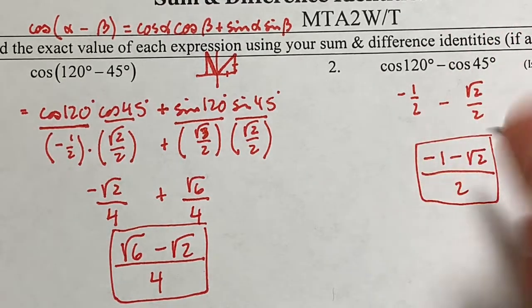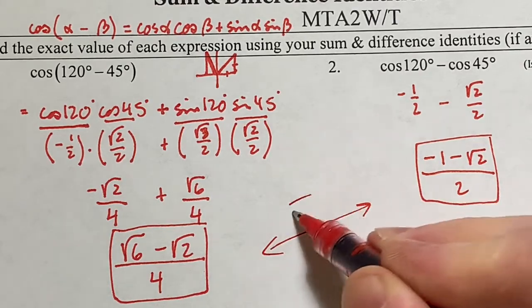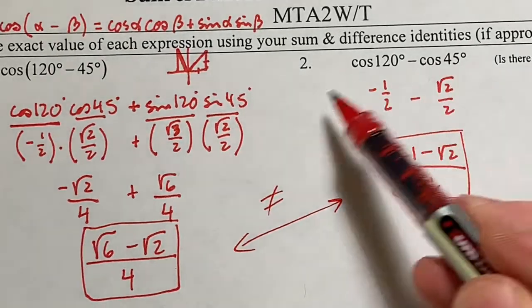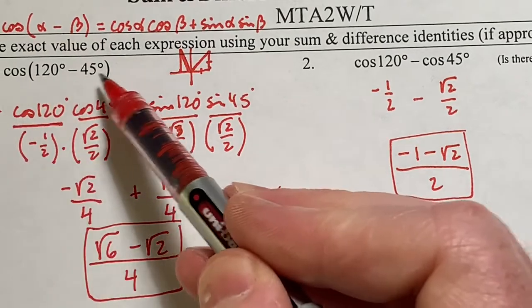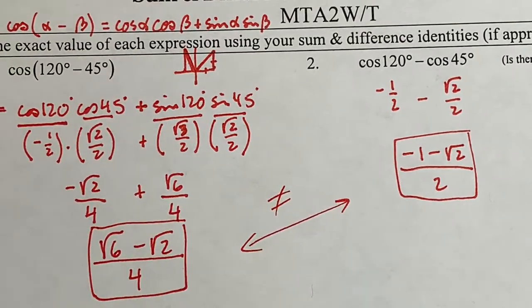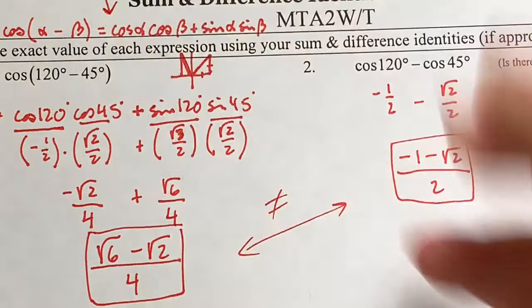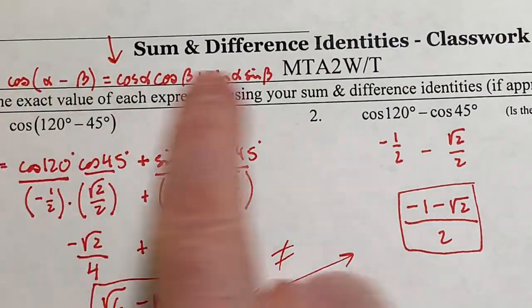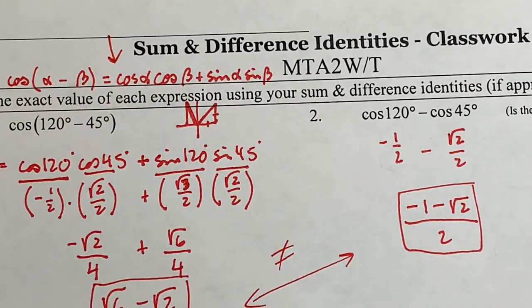And you can see this value and this value are not the same. So please don't make the mistake of ever distributing a cosine in to these two angles. That is not the identity. You have to use these identities that you're given for alpha minus beta or alpha plus beta.